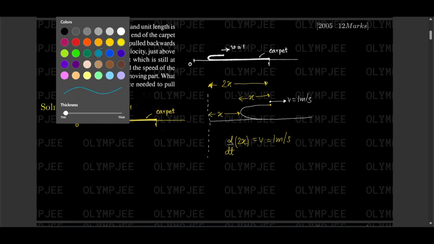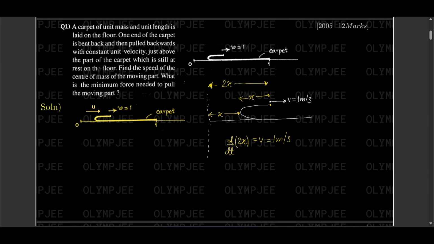Now we have to calculate the velocity of the center of mass. There is a very interesting concept being used in this question. If you see a material point, which I define as any point present on the rope, then that also must be moving with the same velocity, right? Because the carpet is not getting slack, so the distance between this point and this point must remain the same. So if this is moving with 1 meter per second, then this also must move with 1 meter per second.